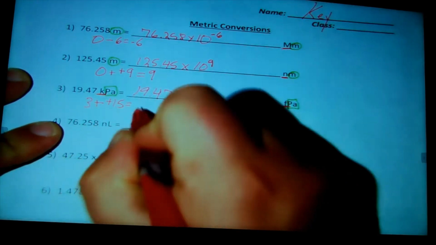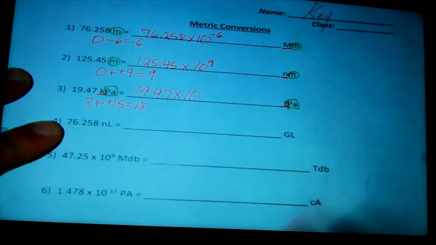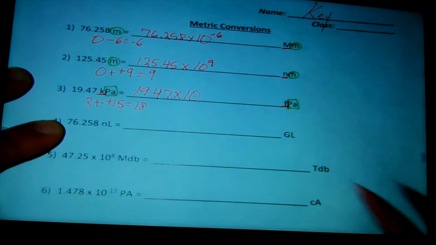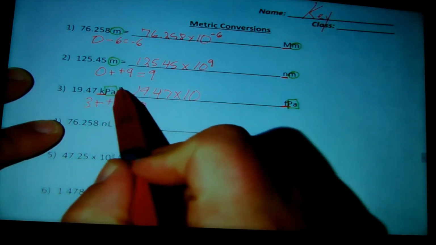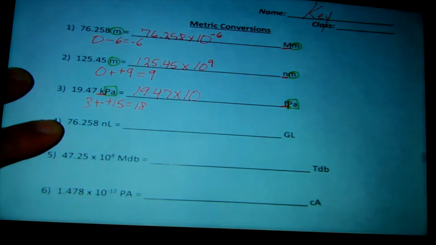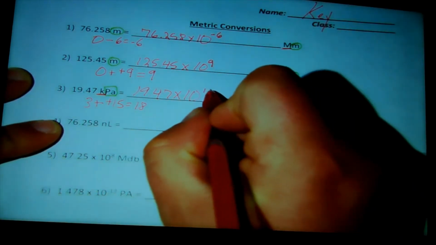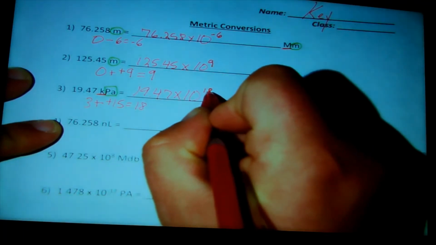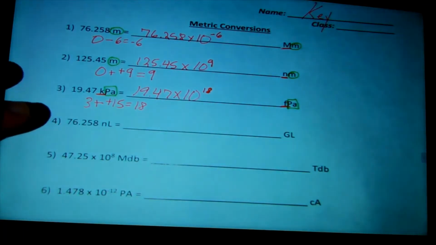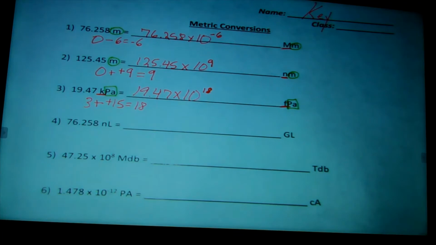3 plus 15 is 18. There are no exponents on these units, so I don't have to multiply by anything. And then I didn't start with an exponential value, so it's just 18. So you should get 19.47 times 10 to the 18th femtopascals.